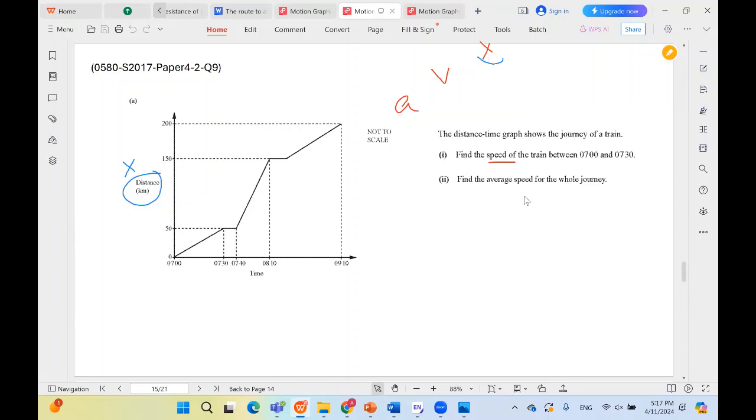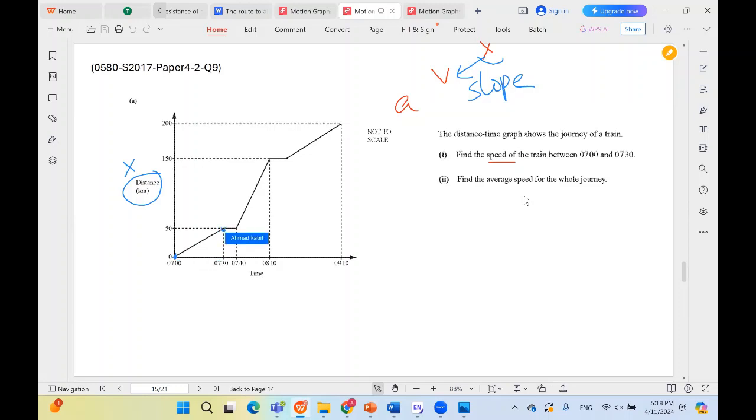We want to get the speed, so we're moving down from X to V. So in this case, we're going to get the slope because we're moving downwards. The slope between 7 and 7:30 is the slope between these 2 points.